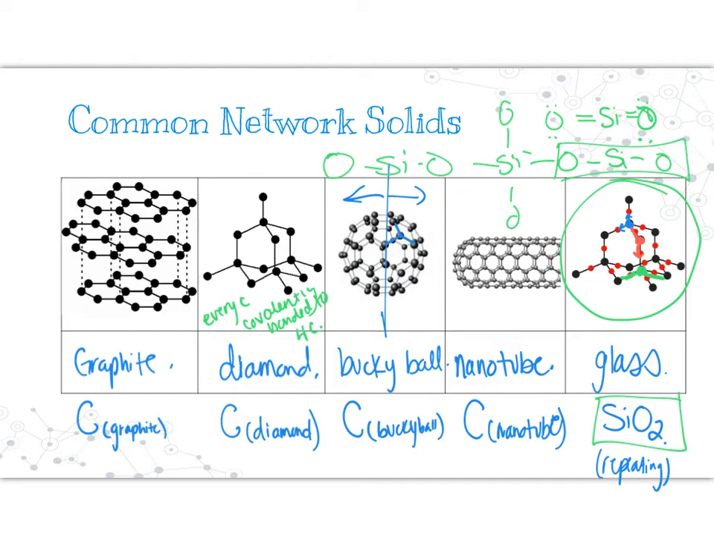You want to be able to recognize these by formula and by name, in that they are a network solid, and that makes them their own special category. So we won't classify them as ionic or molecular or atomic. We classify these all as a network solid. They get a special label.